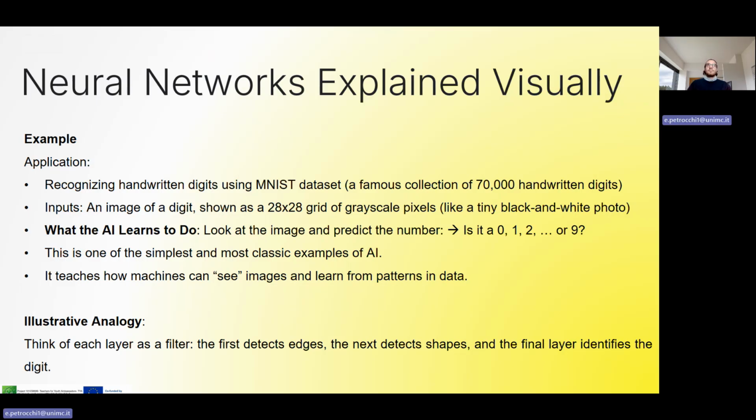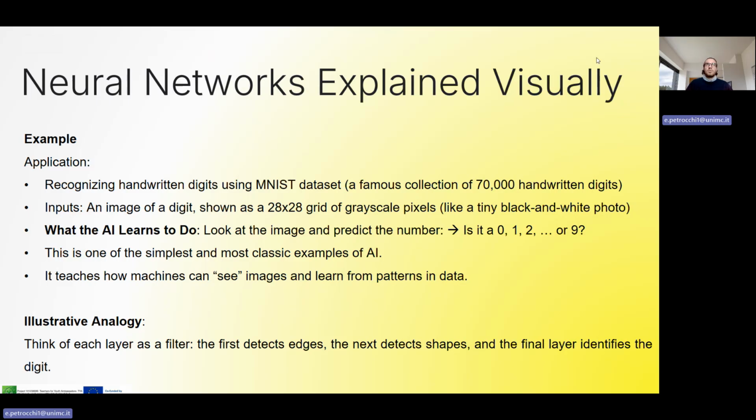We can make an applicative example to explain how these neural networks work. Let's say that we have a neural network for recognizing handwritten digits using the MNIST dataset. That is one of the most famous and most used datasets. It represents a collection of 70,000 handwritten digits. So the input is an image of a digit, and what the AI learns to do is look at the image and predict the number that is written on it. This is one of the simplest and most classic examples of AI, and it explains how AI systems are able to see images and then learn from patterns in data.